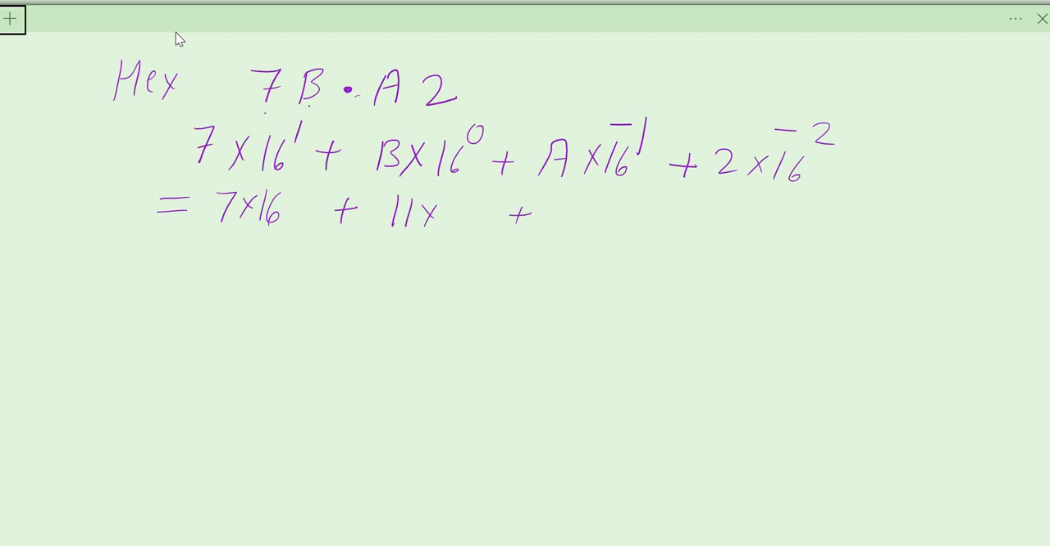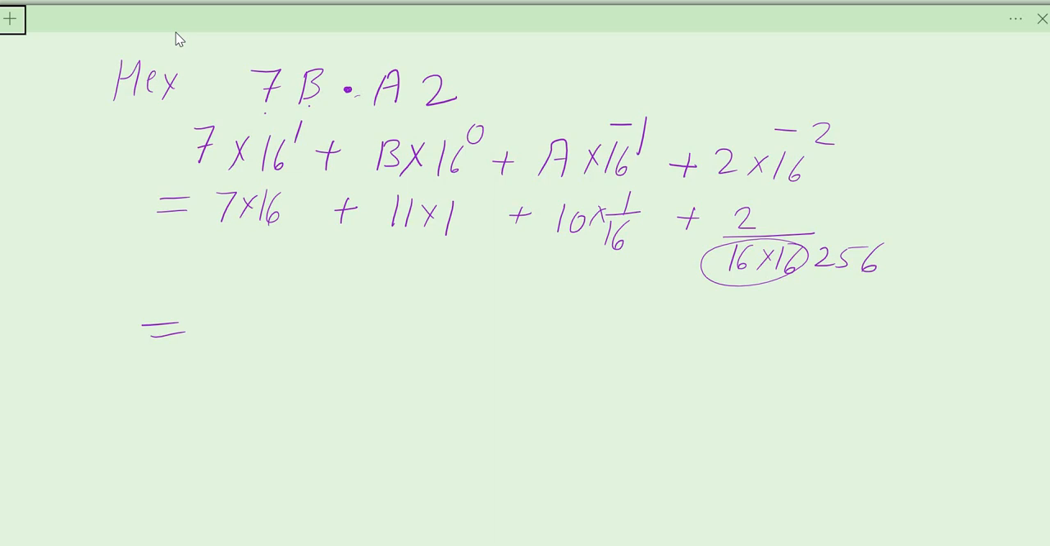11 into 16 raised to 0 is 1. A is 10 into 1 upon 16, because 16 raised to minus 1. Plus 2 divided by 16 into 16, that is 256, because 16 raised to 2. Now let's calculate all the values and then add them.